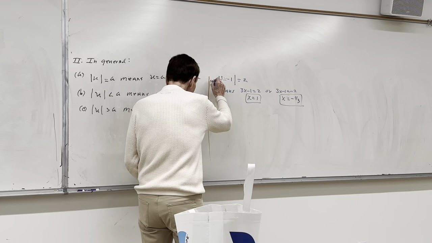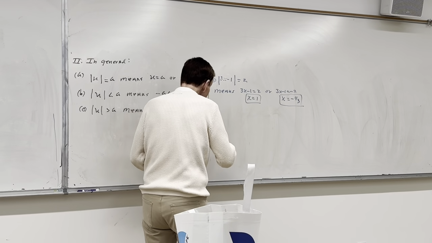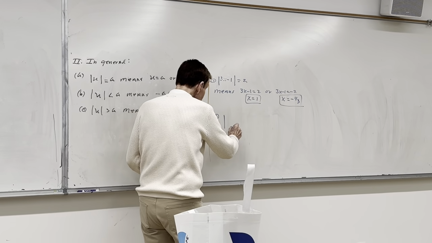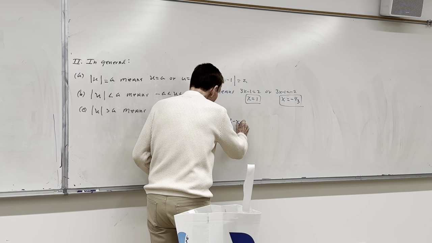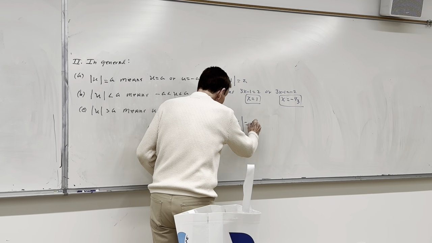Okay, tell me the next exercise. Absolute value of 2 minus x equal to -4.